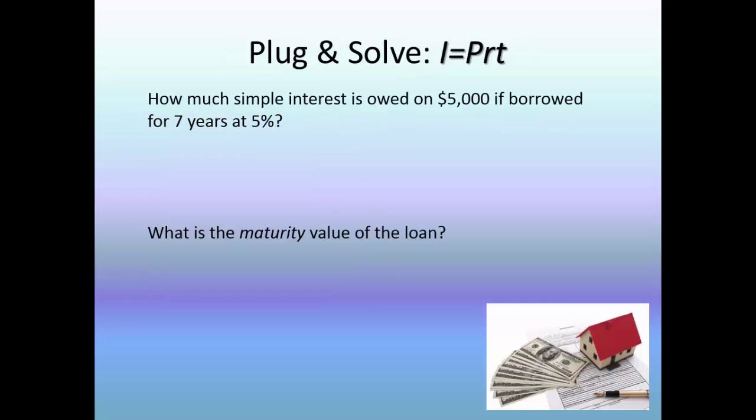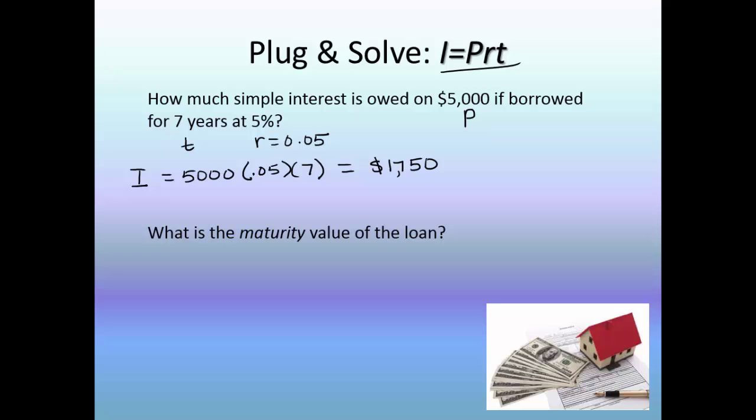Okay, let's try solving a problem using this formula. So how much simple interest is owed on $5,000 if borrowed for 7 years at 5%? $5,000 is the amount borrowed, that's the principal. 7 years is the time, and 5% is the rate, which we're going to change to a decimal. So let's plug all those in. So the interest, which is going to be in dollars, is equal to $5,000 times 0.05 times 7 years. So just calculate that. The interest comes out to $1,750. Now remember, that's just the fee that gets tacked on for borrowing $5,000.